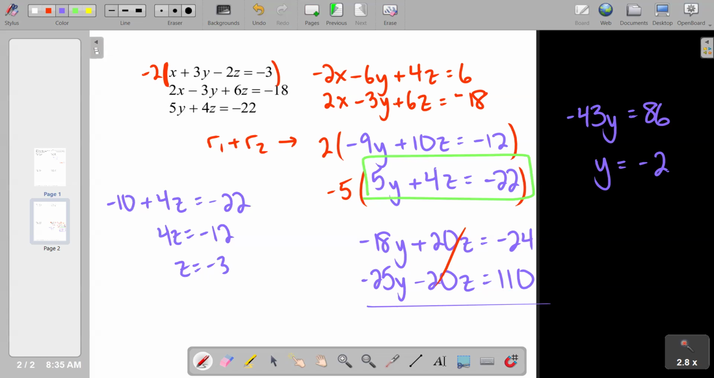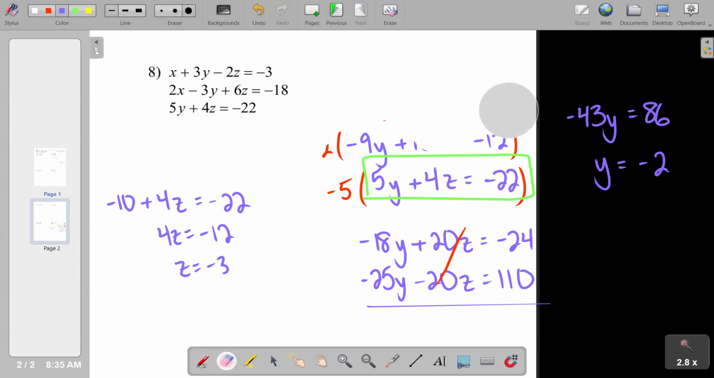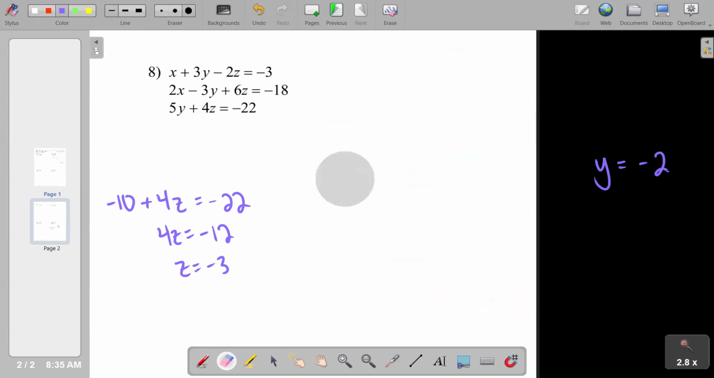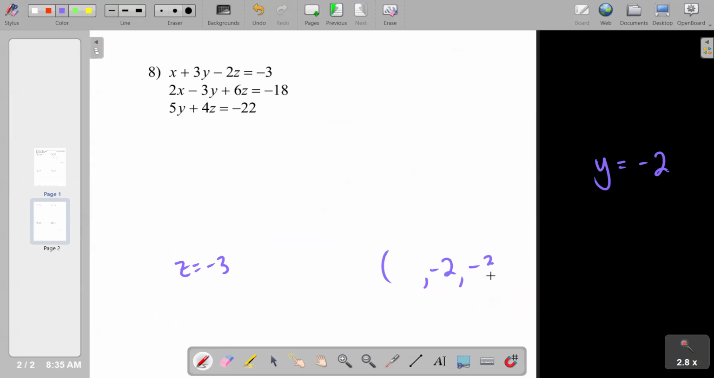So we now possess two pieces of the puzzle. We have z and y. So I'm going to just clean up my workspace, leaving only these. So we now know that the answer is blank, -2, -3. And then how are we going to find that third one? I'll plug it back into the top equation.